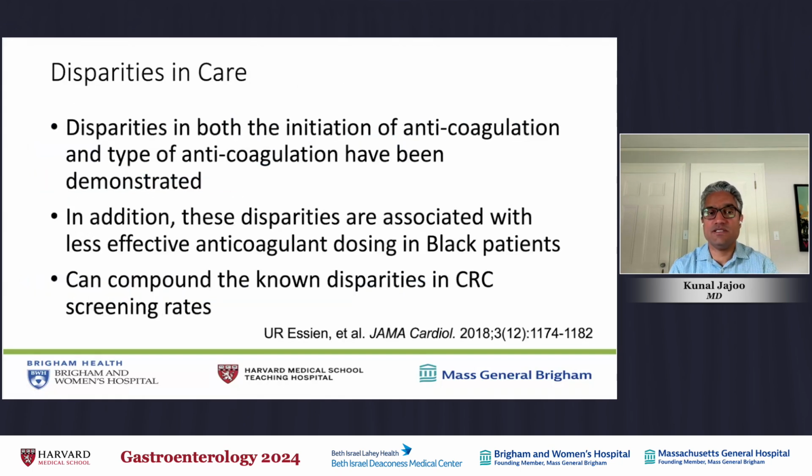There remain some disparities in care, unfortunately, when it comes to our patients on anticoagulation. Disparities in both the initiation of anticoagulation and the type of anticoagulation have been demonstrated, where we know that Black patients are less likely to be given one of the newer direct oral anticoagulant agents and may be on warfarin with frequent INR checks. And this can compound the known disparities in colorectal cancer screening rates, given the greater difficulty in managing bridging and in managing INR while on warfarin.